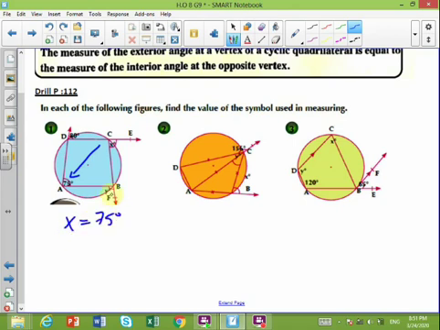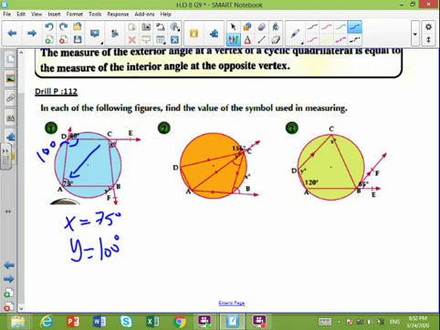What about measure Y? Measure Y is an exterior angle. It is equal to the opposite interior angle to its adjacent. So it's supposed to equal this angle. I don't have this angle, but I can get it from the supplementary angle. So this angle will be 180 minus 80 equals 100. So measure angle Y will be equal to 100 degrees.